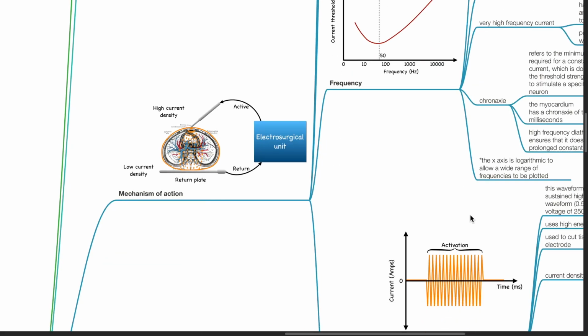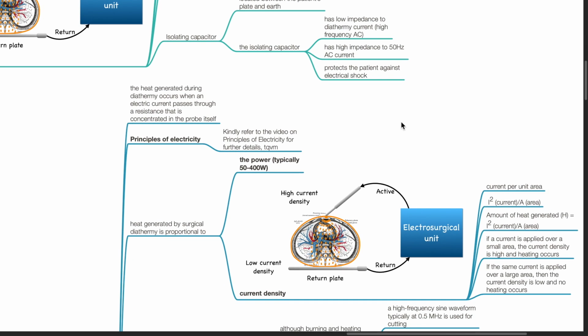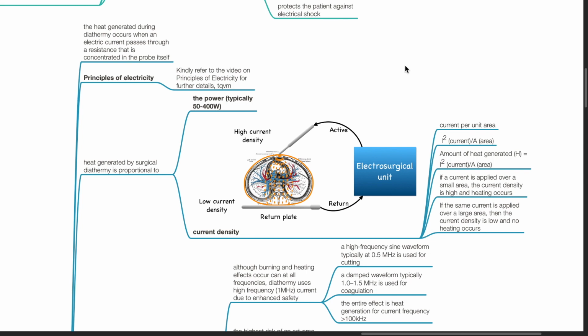Mechanism of action. The heat generated during diathermy occurs when an electric current passes through a resistance that is concentrated in the probe itself. Principles of electricity. Kindly refer to the video on principles of electricity for further details.